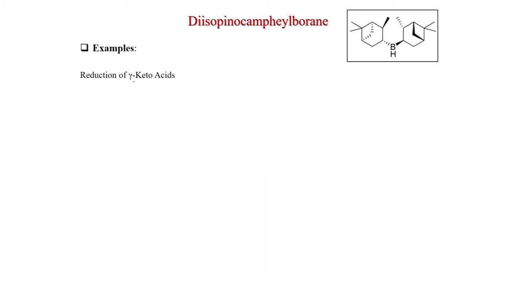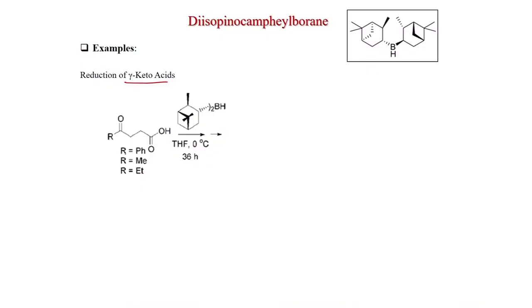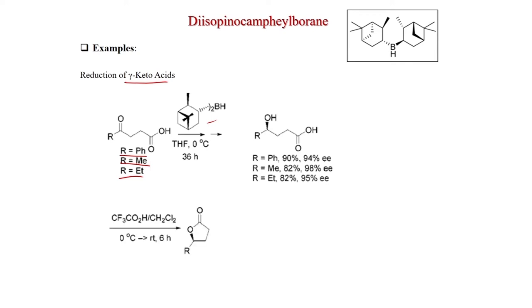Now, we will discuss one more carbon enhanced, that is the gamma keto acids. They have studied with R equal to Ph, methyl, ethyl, both aromatic and aliphatic, and here also with diisopinocampheyl borane, THF, 0 degree centigrade, you get the reduction. Here also they did not show the intermediate, but you get high ee: R equal to Ph 94% ee, R equal to methyl 98% ee, R equal to ethyl 95% ee.